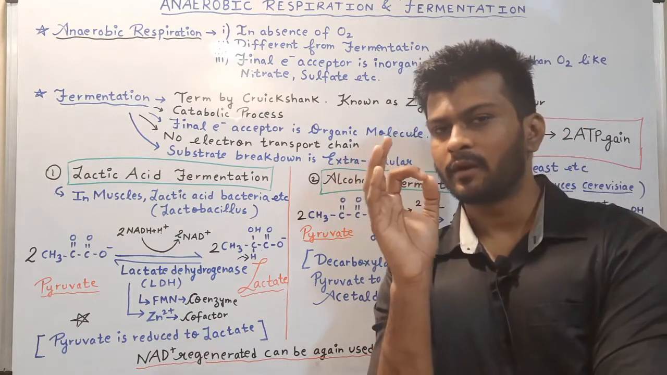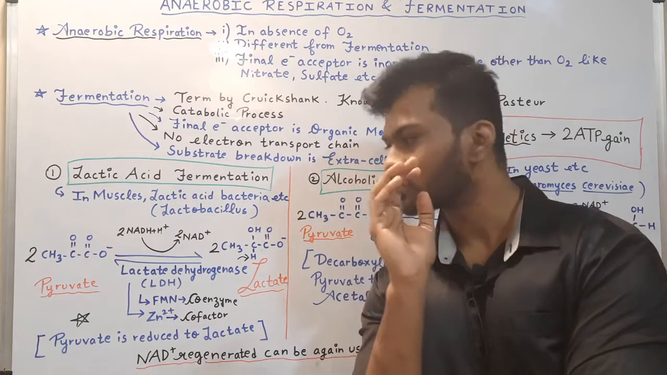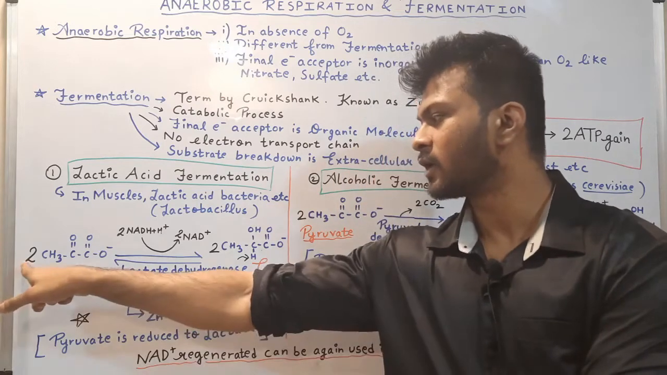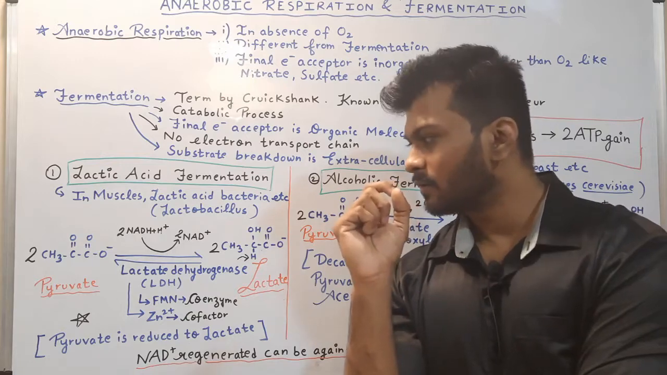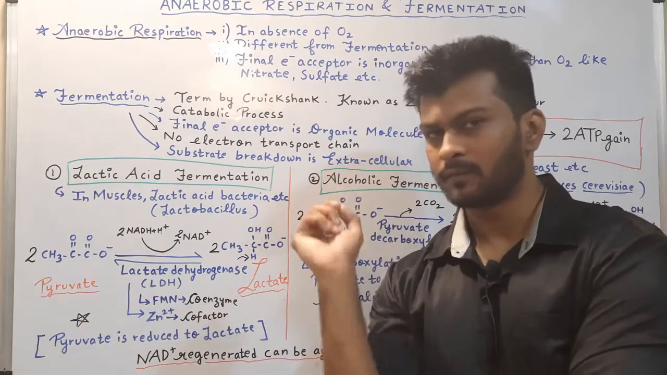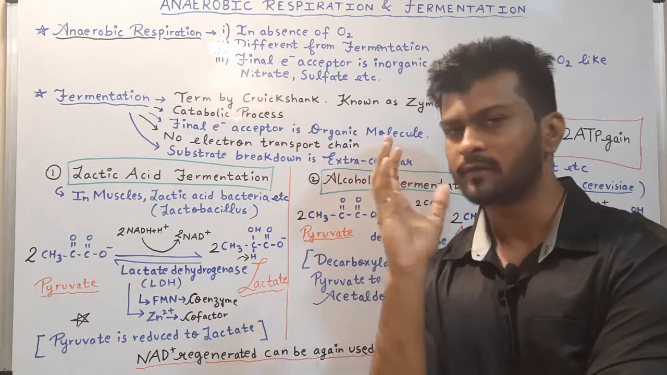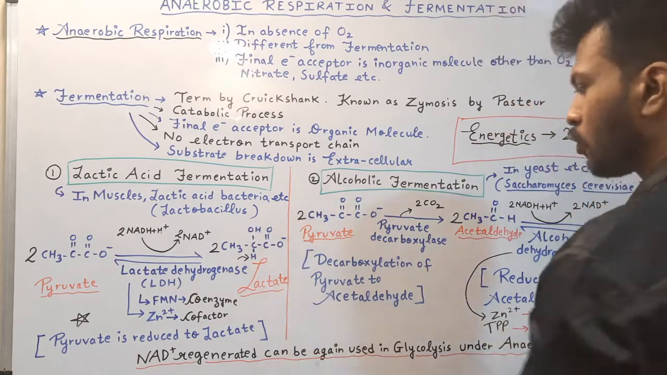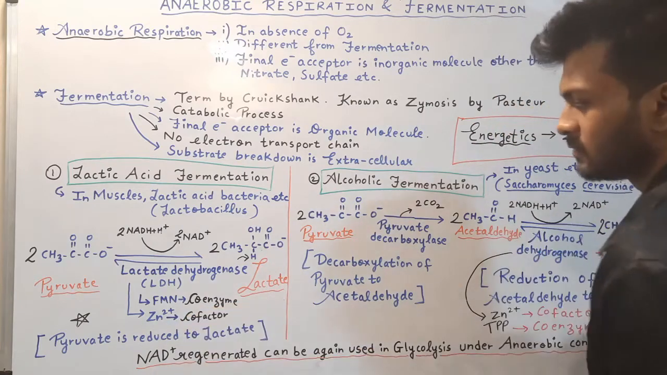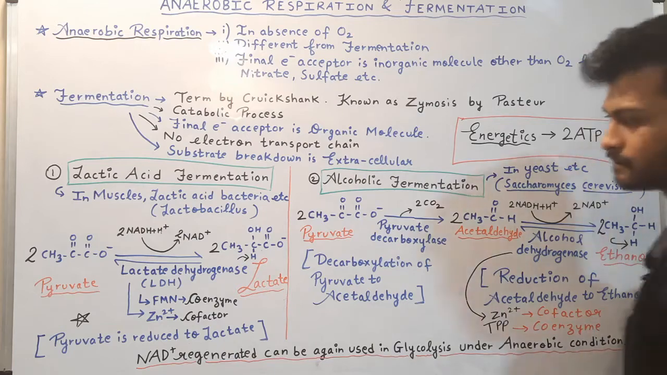We know that in glycolysis, glucose will be converted into 2 molecules of pyruvate. That's why I have written 2 over here. Then when the fermentation of this will occur, these 2 molecules of pyruvate will get converted into 2 molecules of lactate by an enzyme lactate dehydrogenase. The cofactor is zinc ion and coenzyme is FMN.